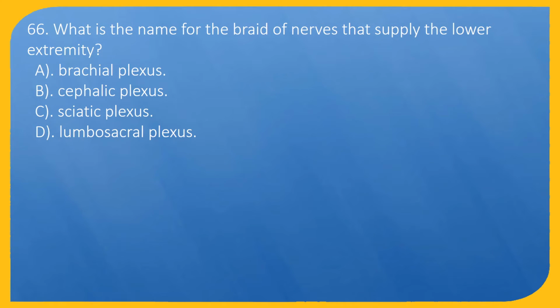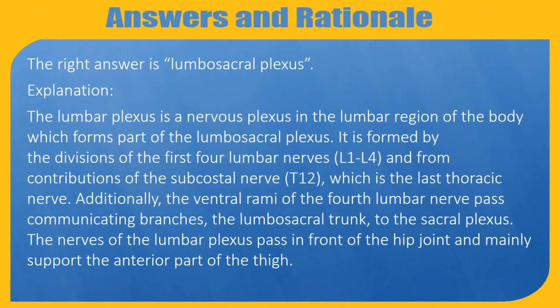Question 66. What is the name for the braid of nerves that supply the lower extremity? A. Brachial plexus. B. Cephalic plexus. C. Sciatic plexus. D. Lumbosacral plexus. The right answer is lumbosacral plexus.